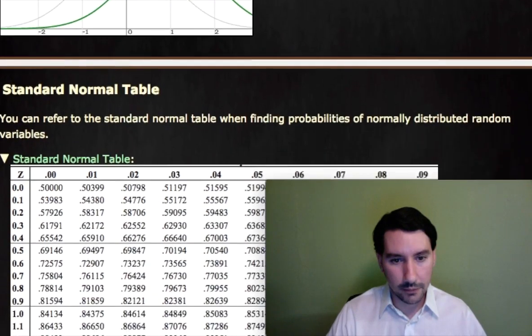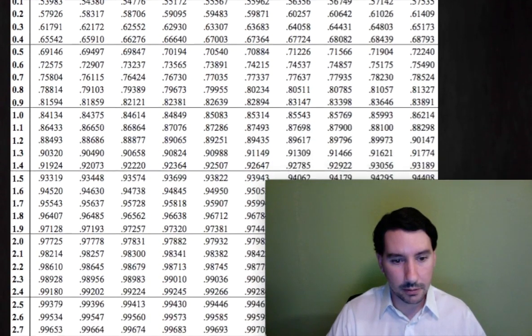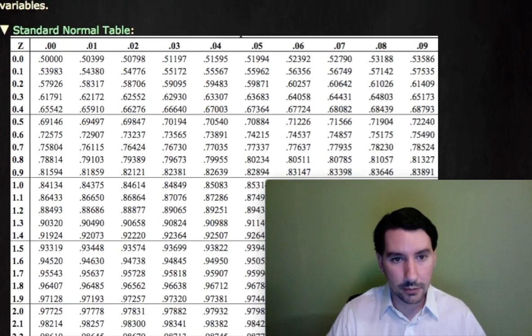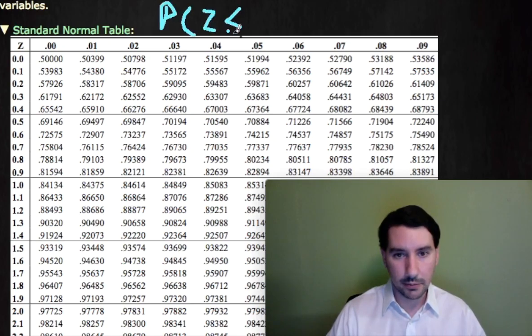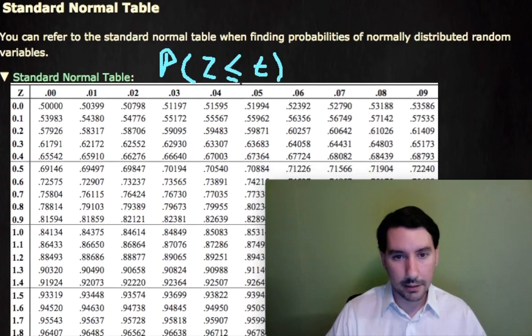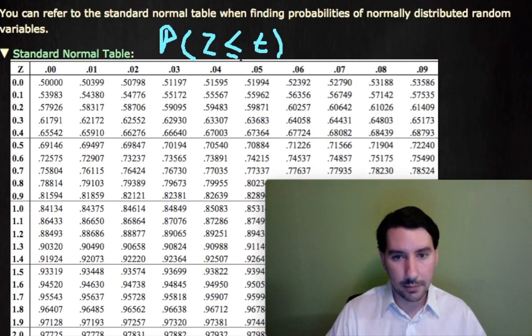And we have the standard normal table, which I will show you how to read soon, whenever we get to an example. But this is the probability that z is less than or equal to a particular number, I'll just call it t, for a given t. And you can use this to solve probabilities for all sorts of normally distributed random variables.